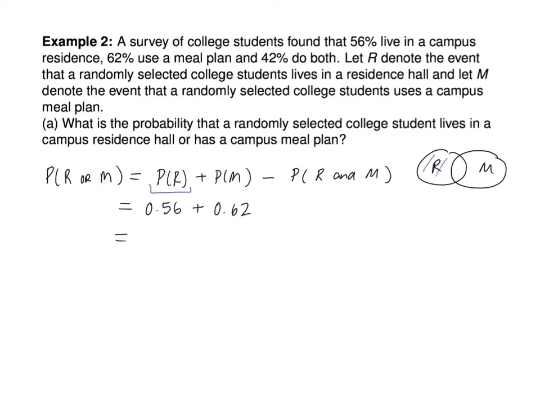P of R figures out that group. P of M figures out this group. And what you've done with this stuff in the middle is that you've counted it twice. And that's why you have to take this away. And we're told that 42% do both. So we take away 0.42, and then we get a more reasonable answer of 0.76.